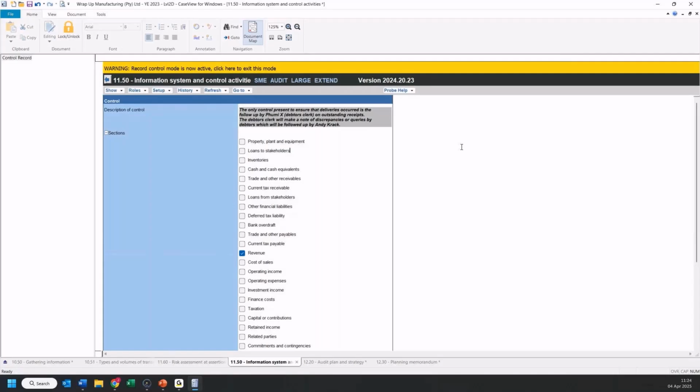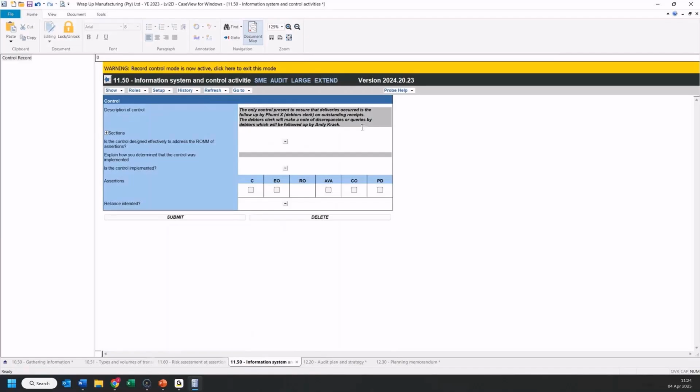So if the debtor says, well, I don't think we ever got those items, I don't have a delivery note or whatever the case is, that's why I didn't pay for that invoice, well, then she makes a note and lets Andy Crack know about it, and then, of course, that can be followed up. So again, the section is just revenue. I'm just going to minimize the sections. So, I mean, not the best control in the world. It's a bit of an informal one, but hey, it's better than nothing, eh?